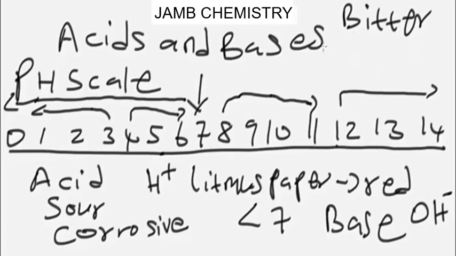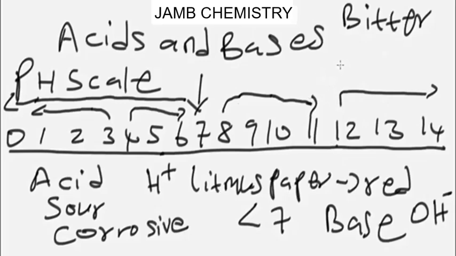Another physical property of a base is that a base converts litmus paper from red to blue. So it's the opposite of acid. Acid changes litmus paper from blue to red. Base changes litmus paper from red to blue. So take note of this.